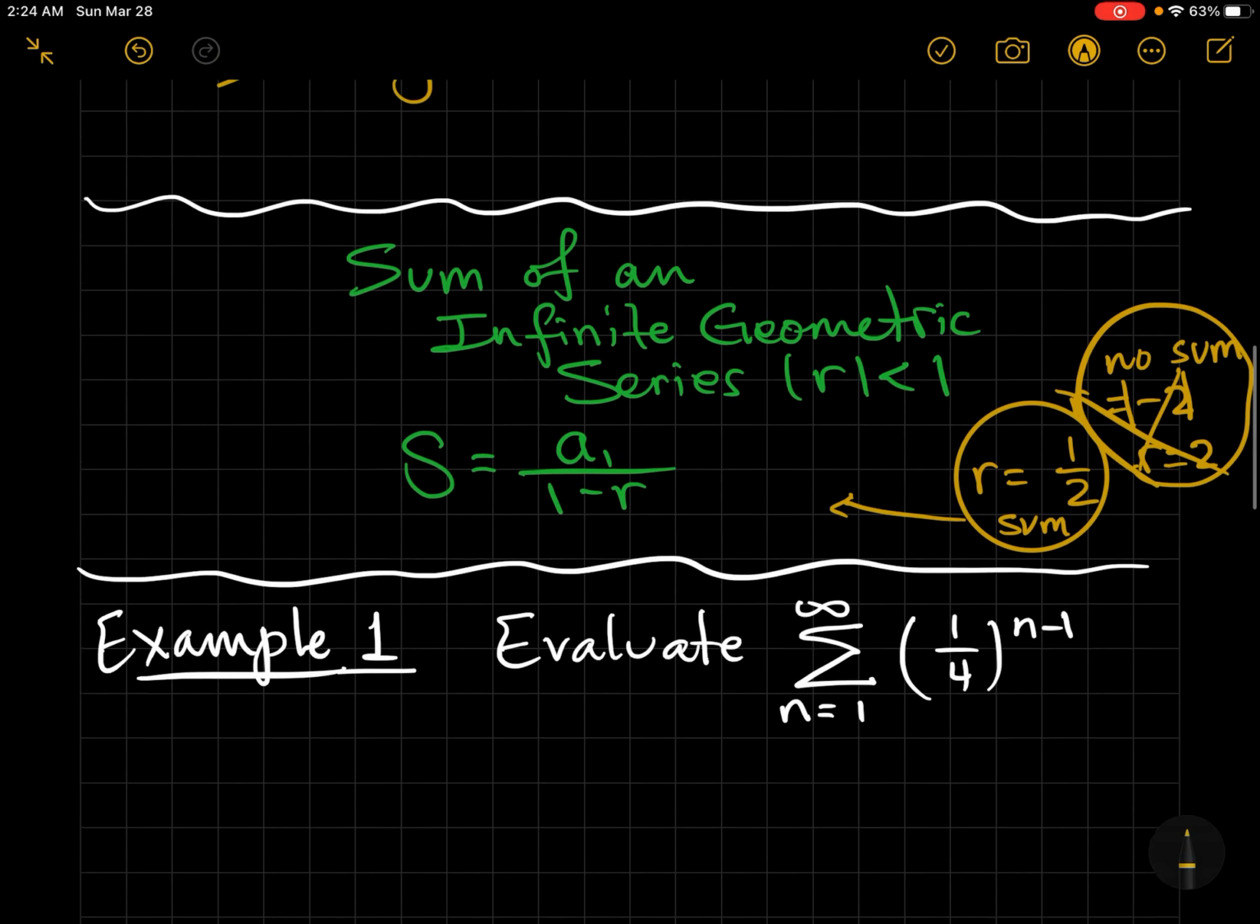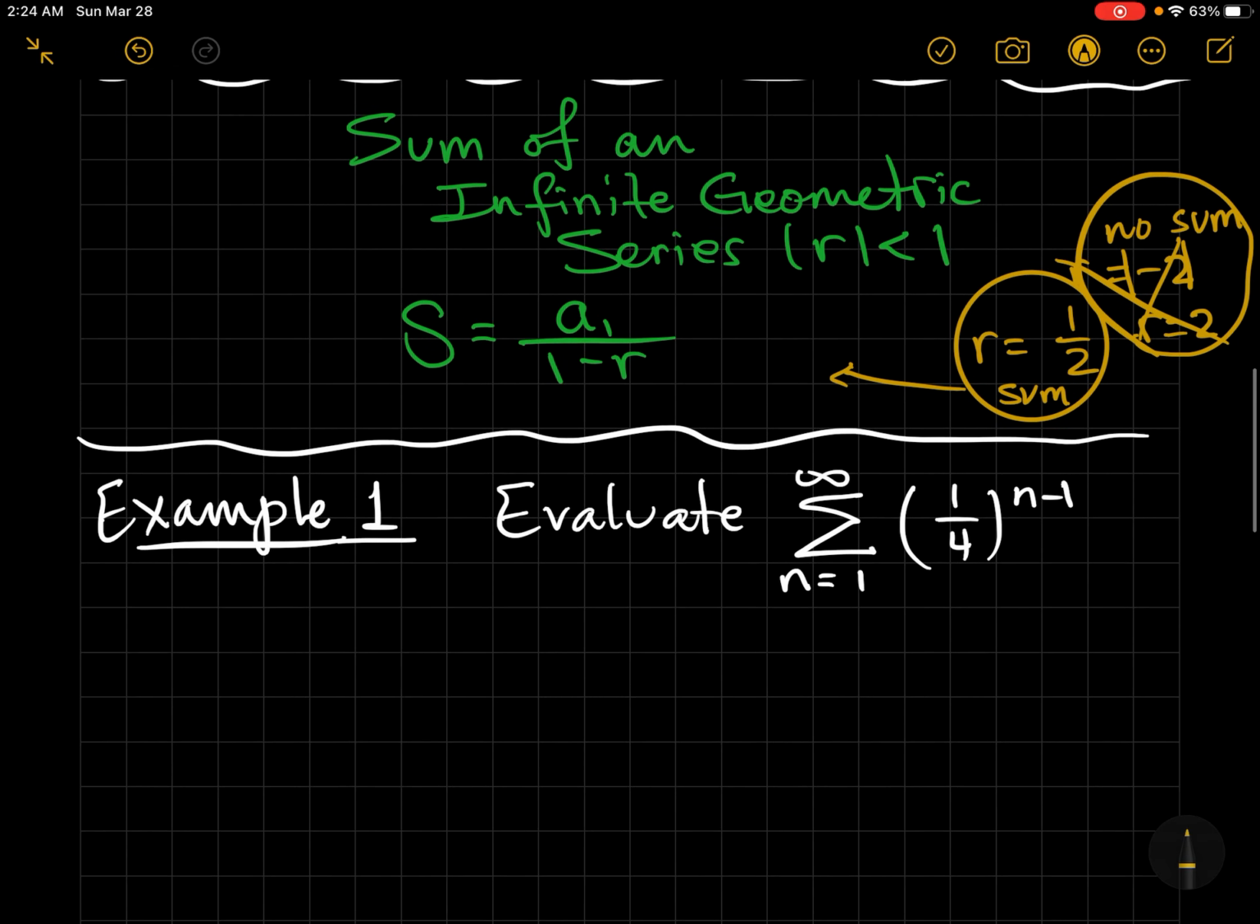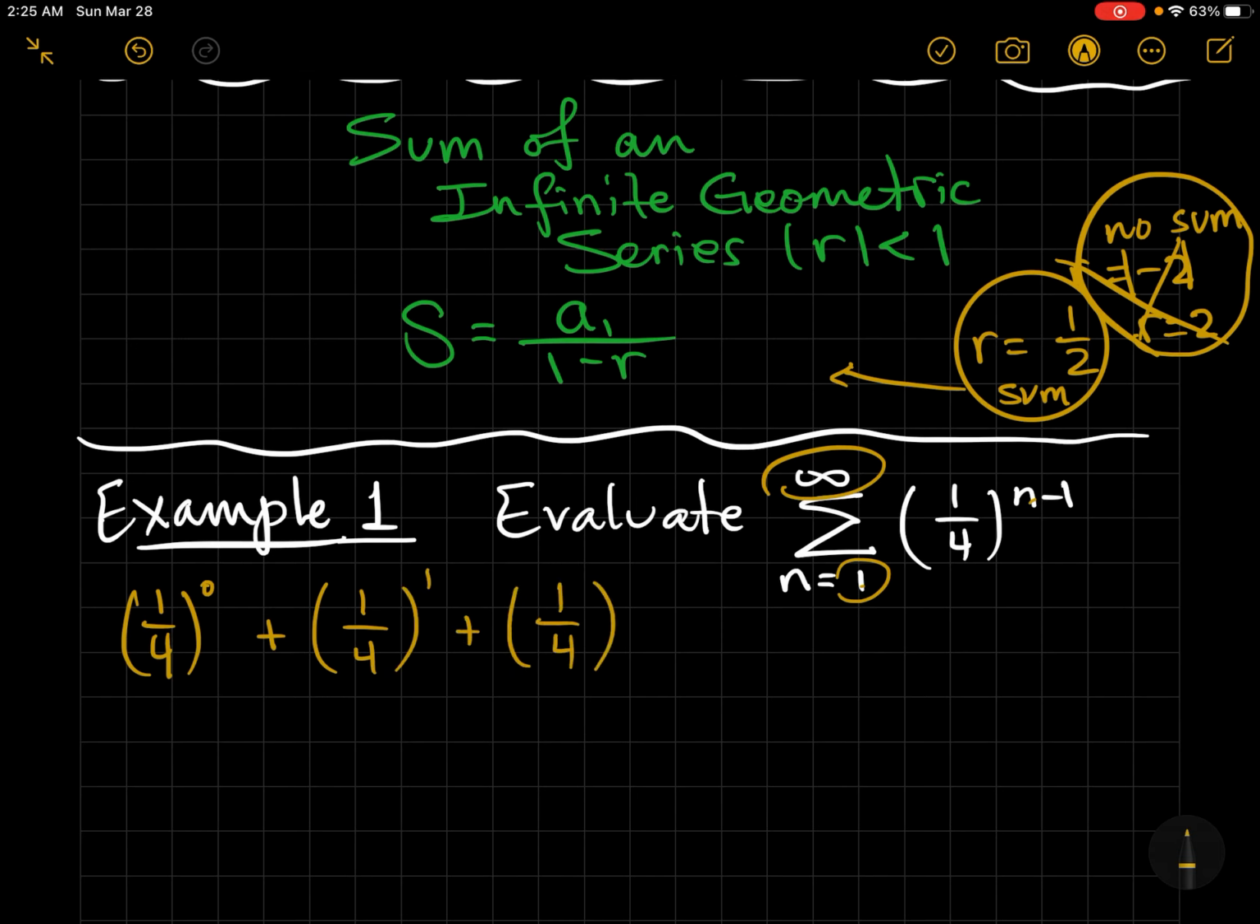Now, if you're asked to evaluate, the first thing you're going to do is check the ratio. In order to check the ratio, you might want to write out the first few terms. You could do that. That'll be fine. So if I start out by plugging in 1, I get 1/4 to the 1 minus 1, the 0 power. If I plug in 2, remember we go from 1 to infinity. How can I go to infinity? Well, if I plug in 2, I get that, and I get that.